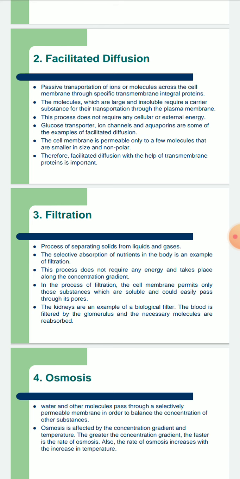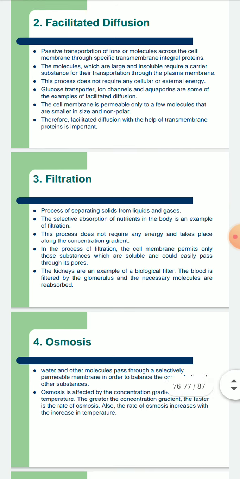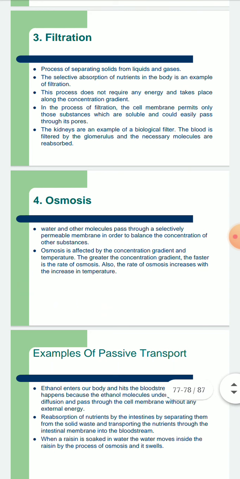In the process of filtration, the cell membrane permits only those substances which are soluble and could easily pass through its pores. The kidneys are an example of a biological filter. The blood is filtered by the glomeruli, and the necessary molecules are reabsorbed. Osmosis: water and other molecules pass through a selectively permeable membrane in order to balance the concentration of other substances. Osmosis is affected by the concentration gradient and temperature. The greater the concentration gradient, the faster is the rate of osmosis. Also, the rate of osmosis increases with the increase in temperature.